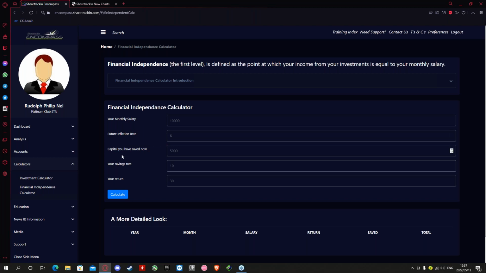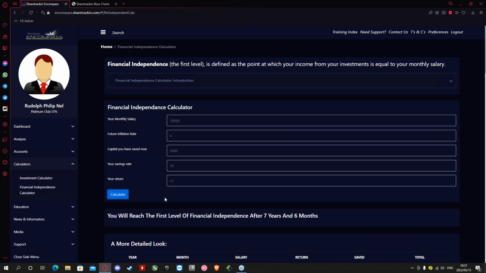And then the capital you have saved, so let's say we've got 5,000 rand saved up. Your savings rate is 10% of your salary, so that's 1,000 rand every month that you'll be able to put aside, and then your return is 30%. Now we can obviously change that to 40%, because that is what the guarantee is about, the 40% growth.